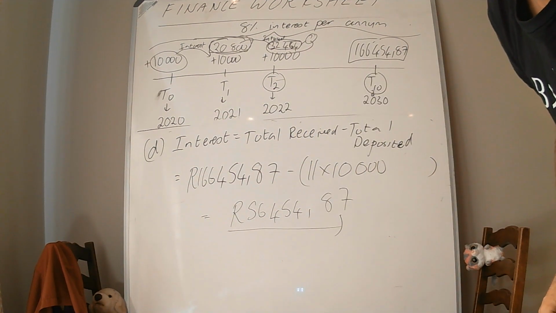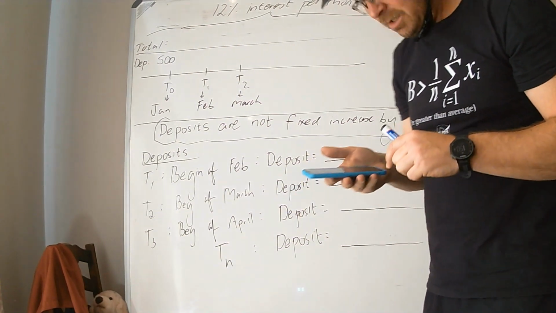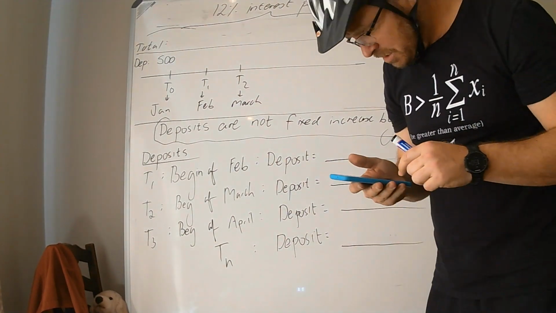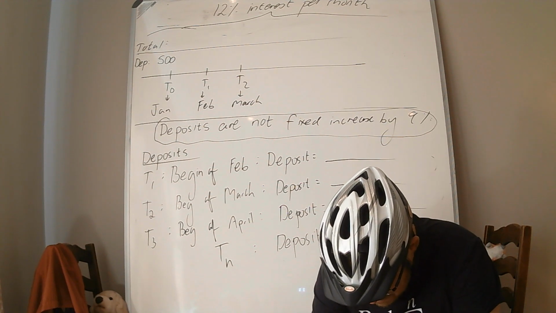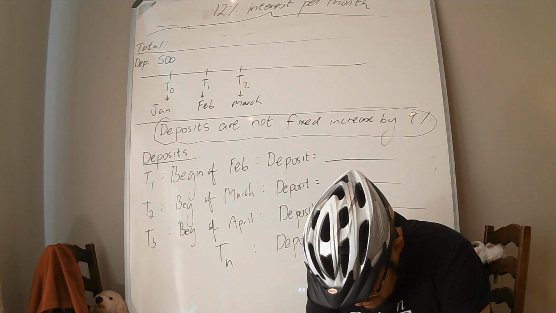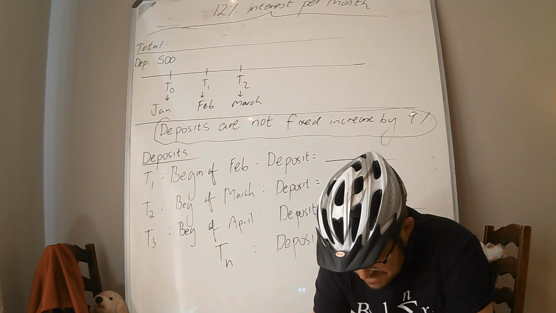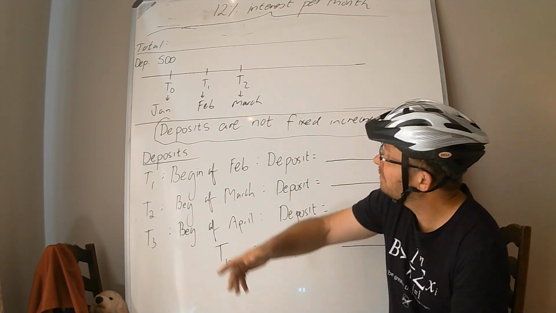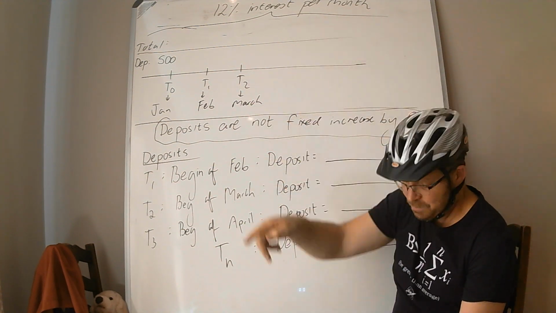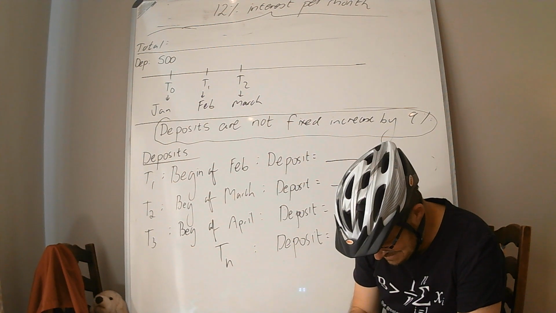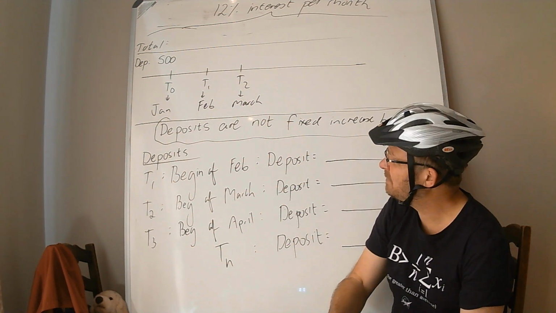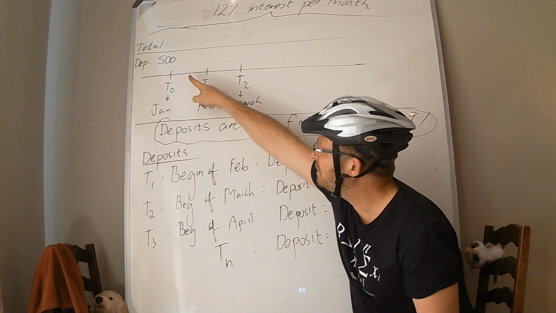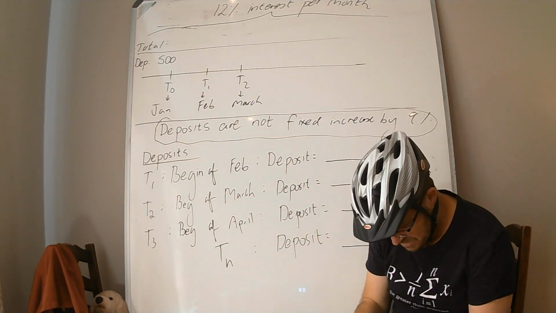Okay guys, so question 2 of your worksheet says Carla deposits money into a bank account paying 12% interest per month, compounded monthly at the beginning of every month. So I always put it on the timeline. Interest is 12%. It says her initial deposit at the beginning of January was 500 Rand.